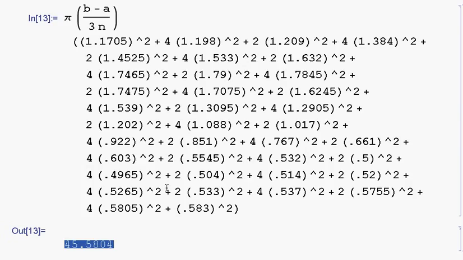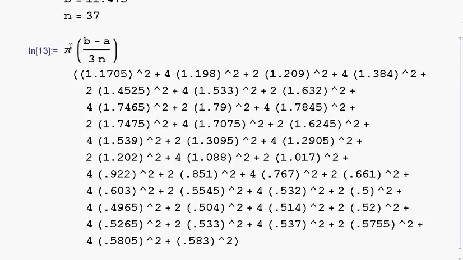So again, here's the Simpson's rule, basically.